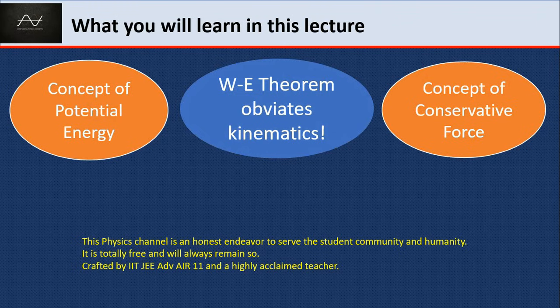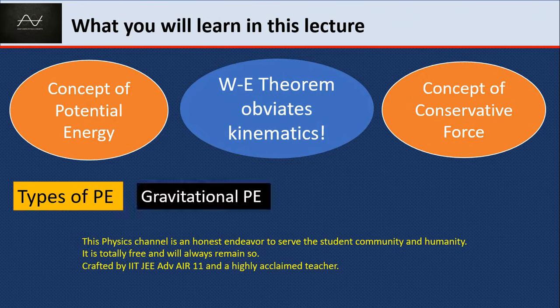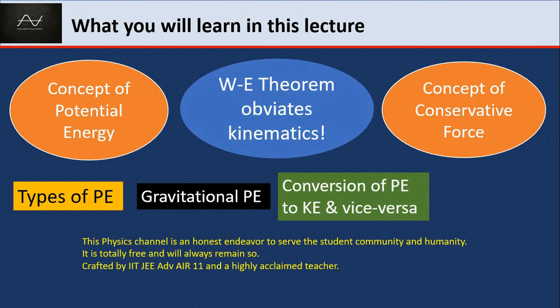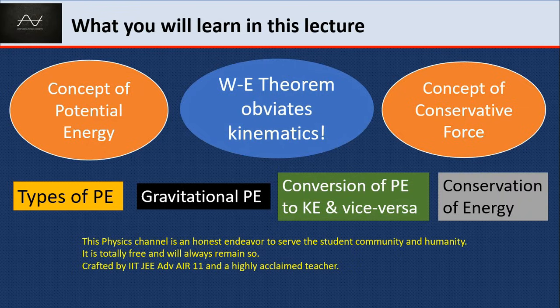So we will understand both of these things, and then we will see the types of potential energy, especially gravitational potential energy. And then we will see that energy can be converted from one form to another, potential to kinetic and vice versa. When one energy increases, the other energy decreases and vice versa. That leads to conservation of energy at a broad scale. The energy of the universe is conserved. You can't create or destroy energy.